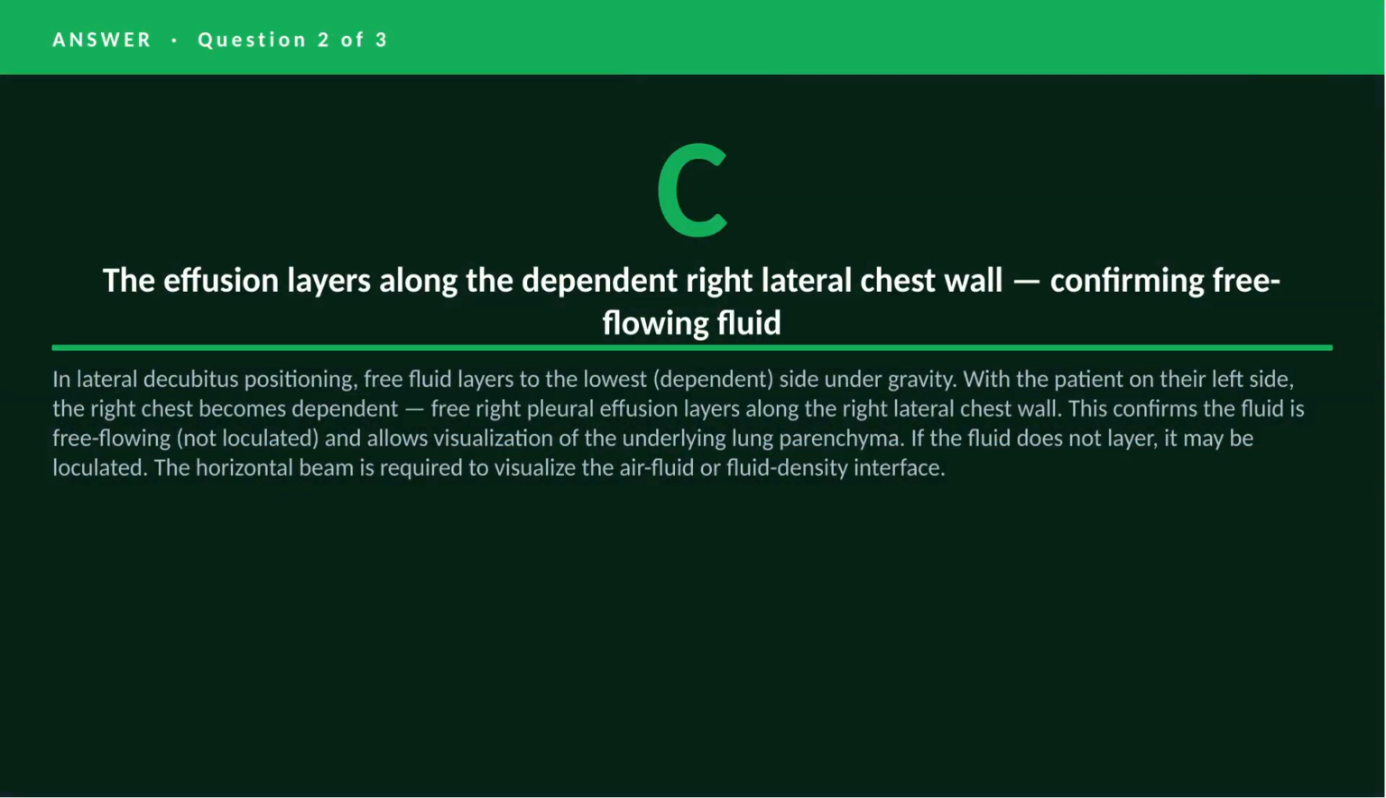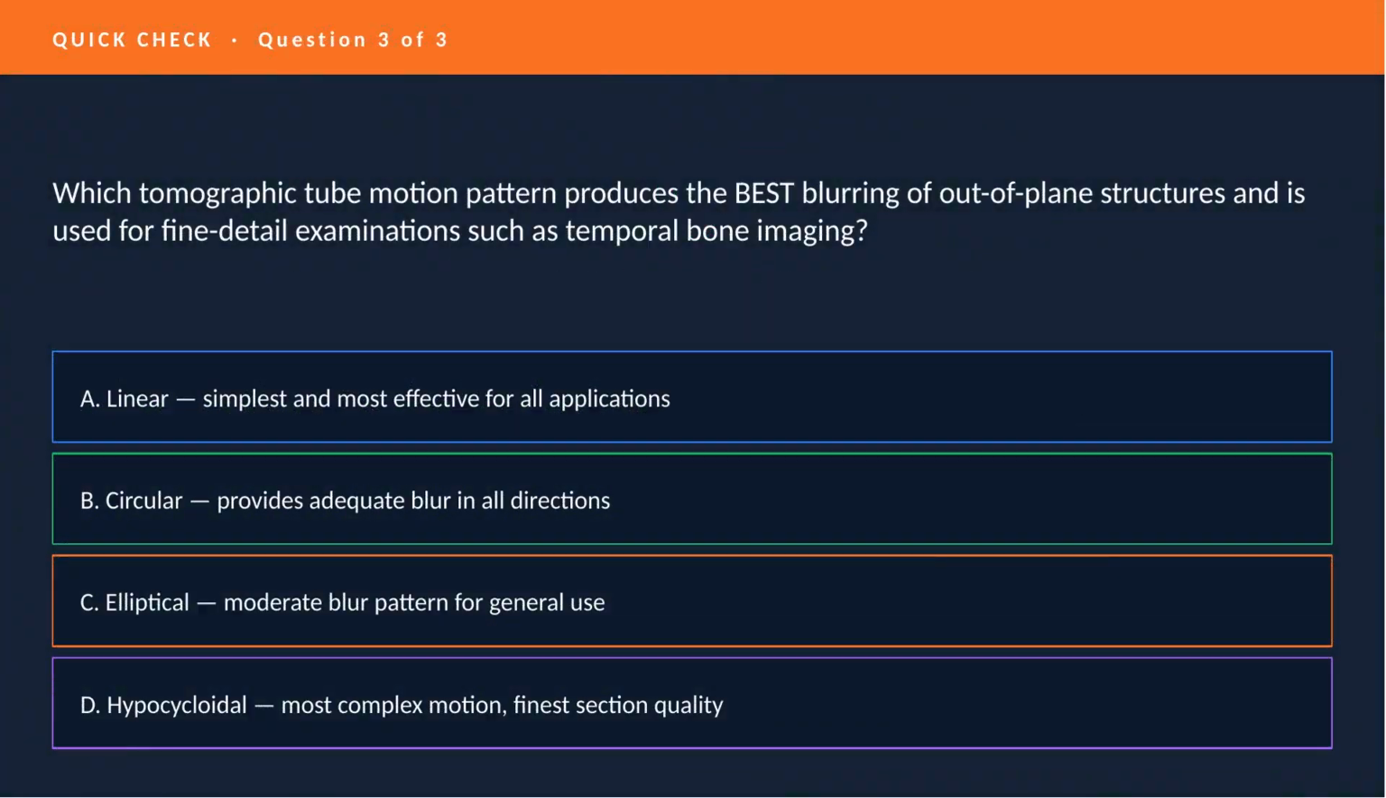The answer is C. The effusion layers along the dependent right lateral chest wall, confirming it is free-flowing. In lateral decubitus positioning, free fluid layers to the lowest, dependent side under gravity. With the patient on their left side, the right chest is dependent. Free right pleural effusion layers along the right lateral chest wall. This confirms the fluid is free-flowing and not loculated, and allows visualization of the underlying lung parenchyma that the effusion was obscuring on the standard upright projection.